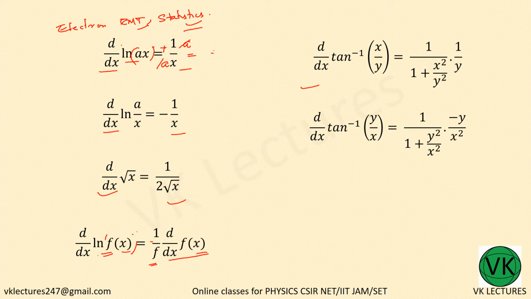Tan inverse of x by y. Here both are variables. Variable means y is depending on x, right? Like this you can write f of x, y is a function of x. So it's not x by a. What is the derivative of tan inverse of x by a? 1 divided by a square, okay, yeah.